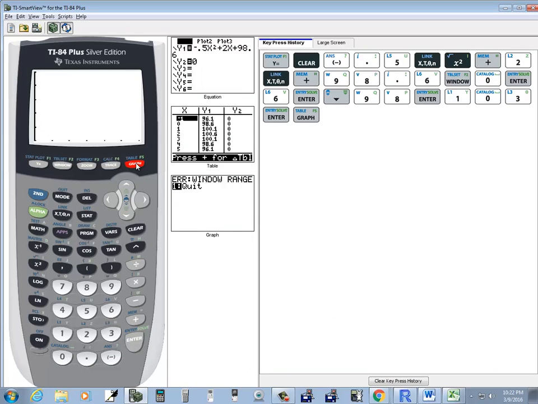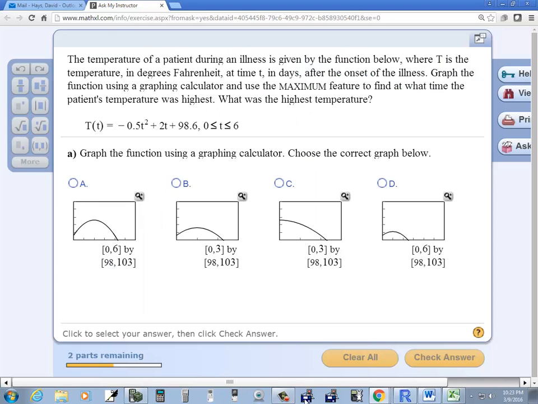Now let me just press graph. And this is what it looks like, which looks like A. Now some of these say from 0 to 3. Well, that would even imply because our t values are limited from 0 to 6.